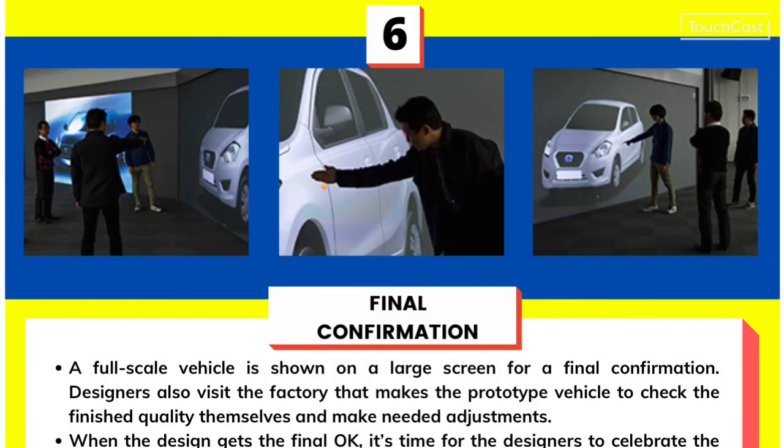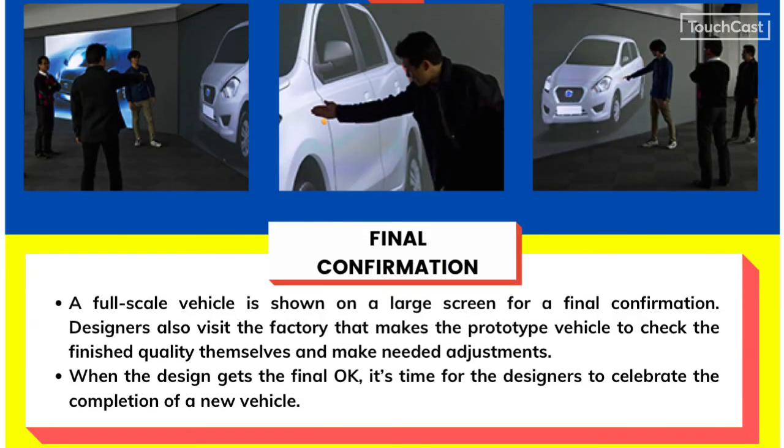Now we move to the final process, final confirmation. A full-scale vehicle is shown on a large screen for a final confirmation. Designers also visit the factory that makes their prototype vehicle to check the finished quality themselves and make needed adjustments. When the design gets the final OK, it's time for the designer to celebrate the completion of a new vehicle.